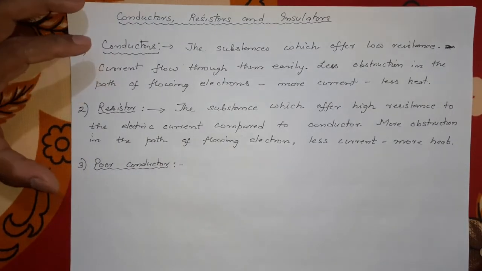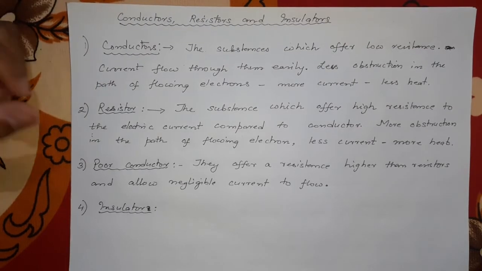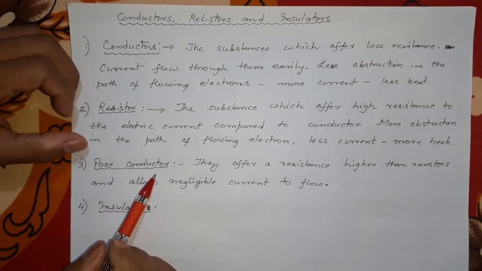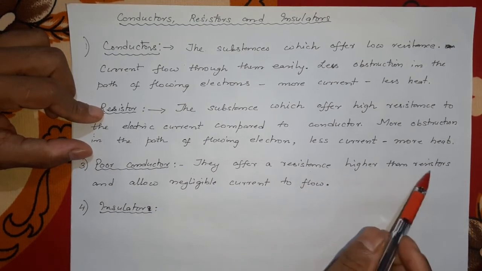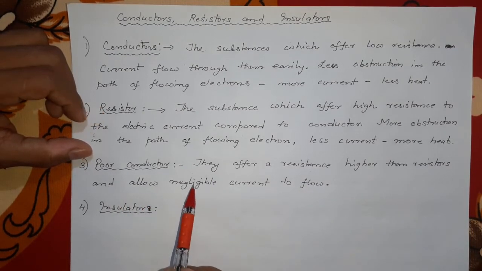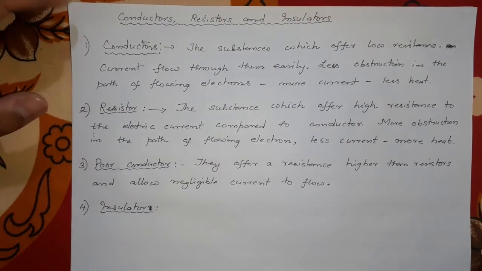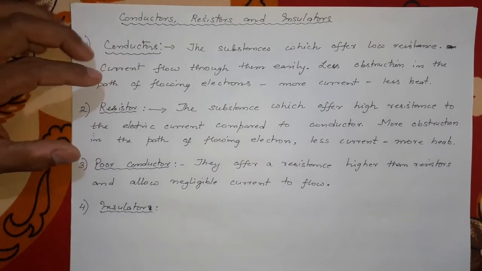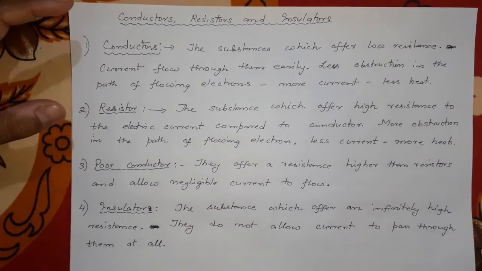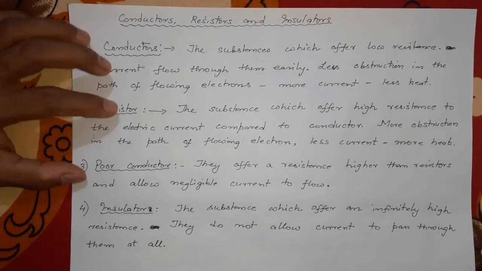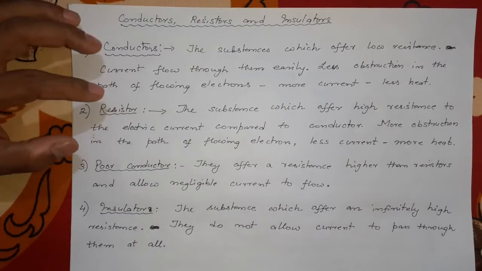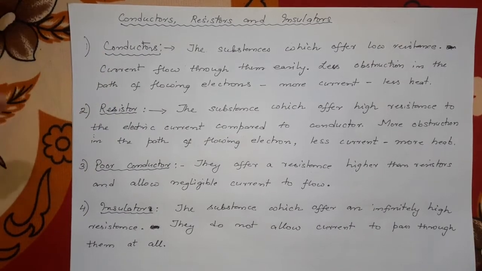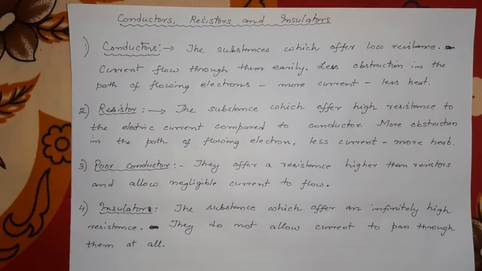Okay, this is the third category, poor conductor. The name itself suggests they offer a resistance higher than resistors, and they allow negligible current, almost no current flows through them. Okay, the last one remains the worst case. This substance offers an infinitely high resistance, that means a resistance so high that no current can flow. It is like a broken circuit.